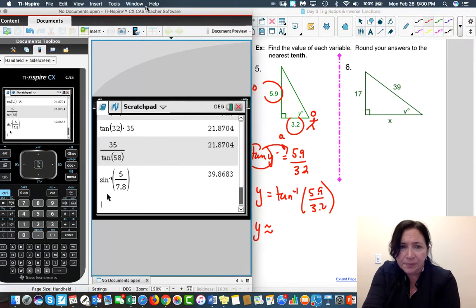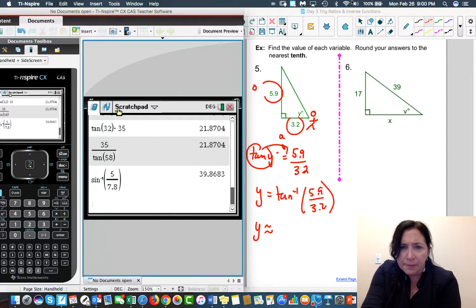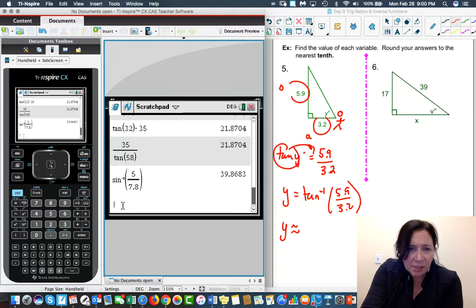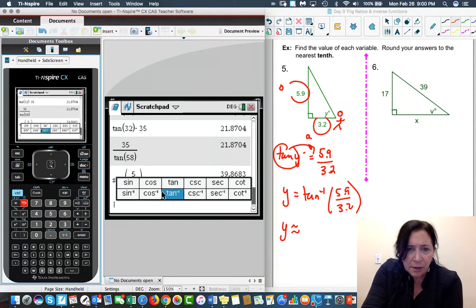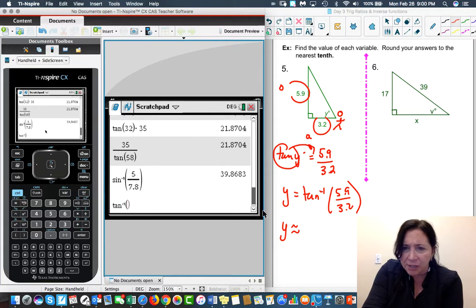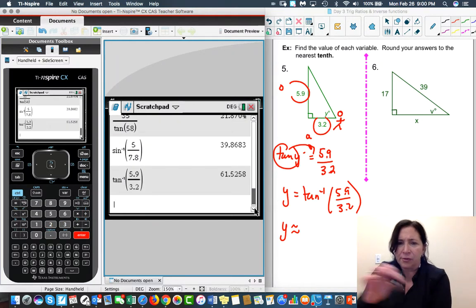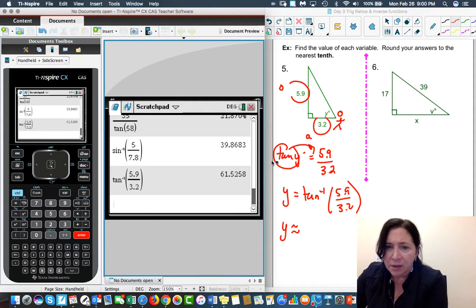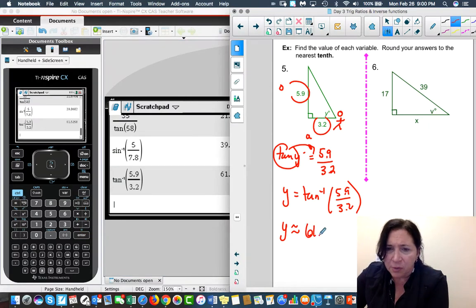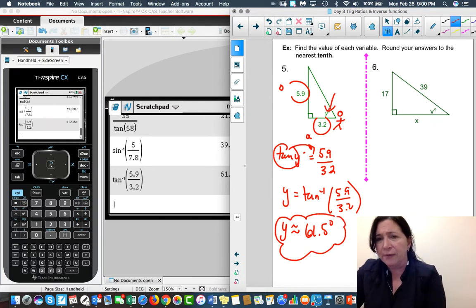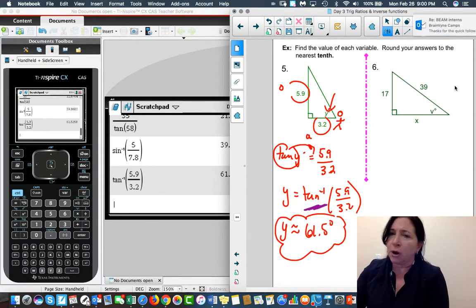Use your calculator. Okay, I need to move this over a little bit. Arctangent. So I'm going to go trig, arctangent, here it is. Arctangent of 5.9 divided by 3.2, enter. And so that's 61.5 degrees. So again, 61.5 degrees. And keep in mind, we're trying to find the angle. So if you're trying to find an angle, you have to use arcsine, arctangent, or arccosine.